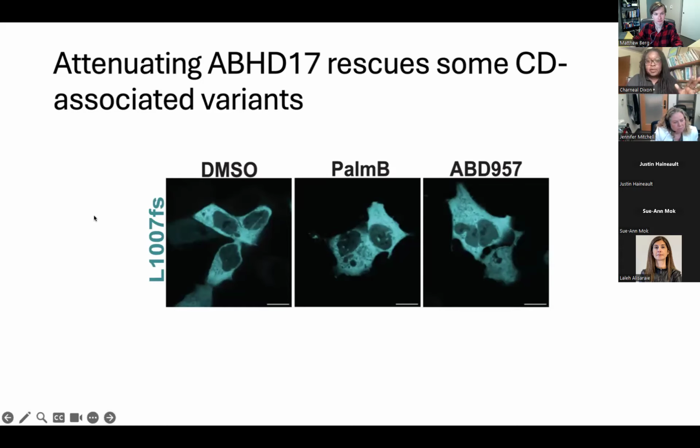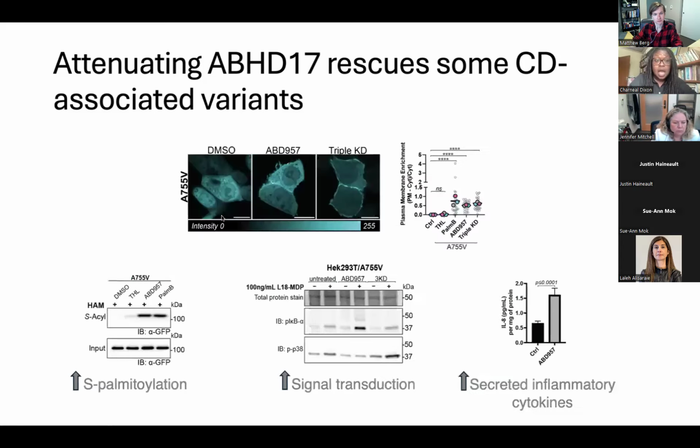Now, we weren't able to rescue every mutant we tested, including the leucine 1007 frameshift mutation that I'm showing right now. This mutation results in a truncated protein that is absent one of the two mandatory palmitylation sites. So we couldn't rescue this mutant by inhibiting ABHD17, but we were able to rescue some of them. And just for the interest of time, I've isolated one example.